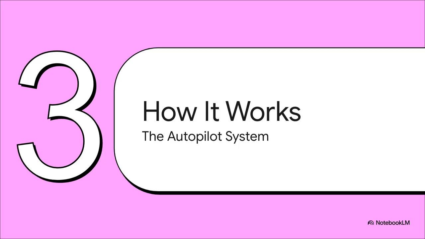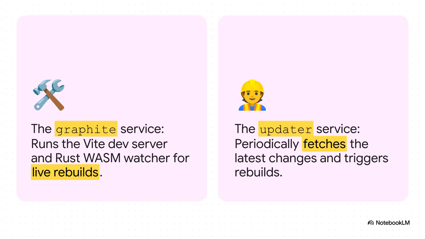Okay, so how does this whole autopilot thing actually work? How does it fly the plane? Well, the system is actually surprisingly simple, but it is incredibly effective. It all boils down to two key services that are working together. Think of it like a workshop that has a foreman. On one side, you've got the Graphite service. That's your workshop. It's running 24/7 with the Vite dev server and the Rust watcher just waiting to rebuild any changes instantly. And then you have the updater service, which is like the foreman. Its only job is to pop outside, check for new blueprints, or in our case, new code, from the main headquarters.